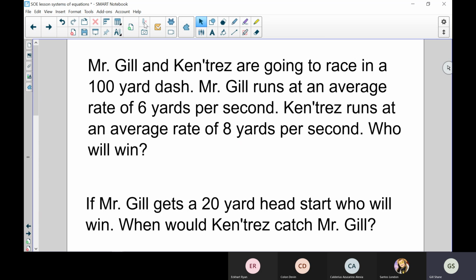Are there unknown totals in it then? What's the unknown total? When they catch up to each other. Well, what are we measuring? That's not a total. Yards. There's not.